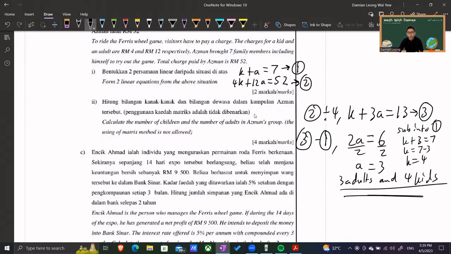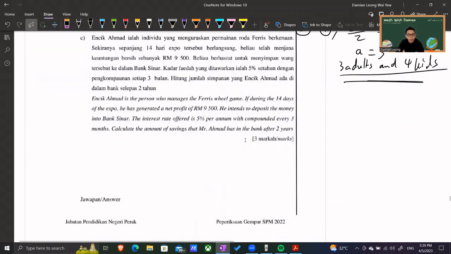That's the answer for A2. Sorry, B2. Part C. Encik Ahmad is the person who manages the Ferris wheel game. If during the 14 days of the expo, he has generated net profit 9,500 ringgit, he intends to deposit the money into Bank Sina. Interest rate offered 5% per annum, compounded every 3 months.